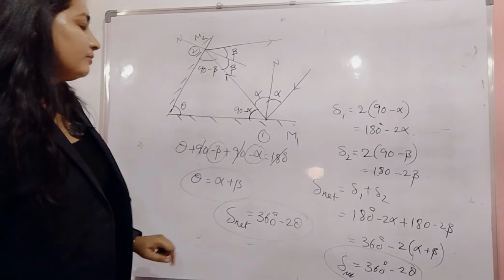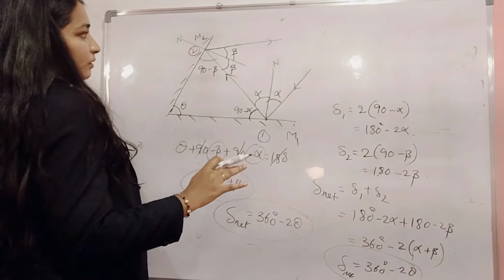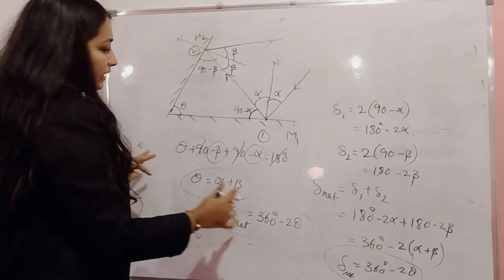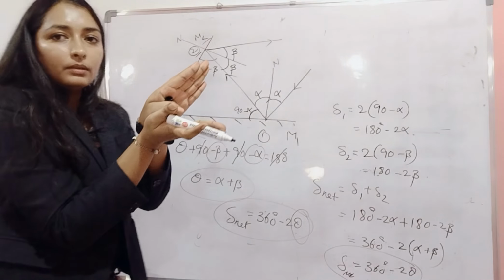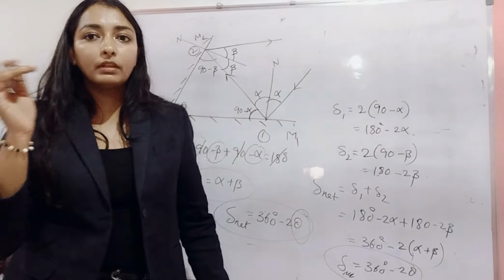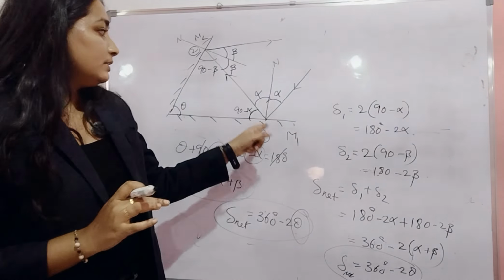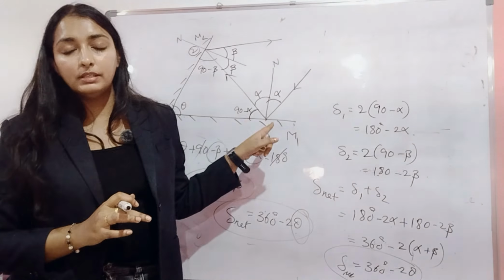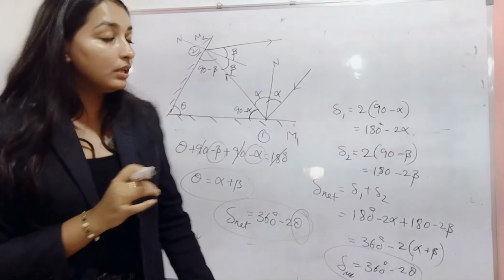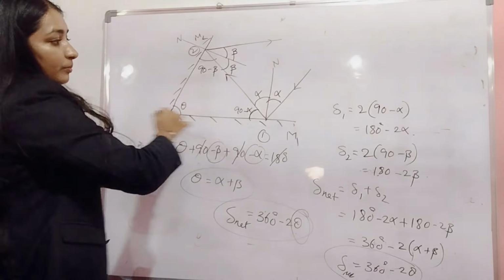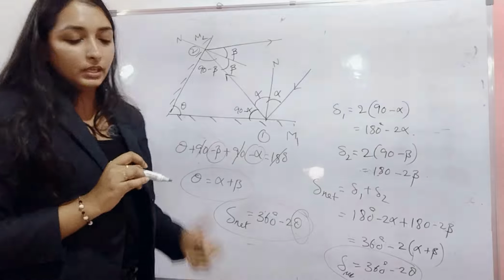So what did you understand from this? The net angle of deviation does not depend upon alpha, it depends upon theta. What is theta? The angle between the two mirrors. Is it clear? It does not depend upon the angle of incidence. The net angle of deviation depends on the angle between the two mirrors, theta. So what is delta net? 360 minus 2 theta.